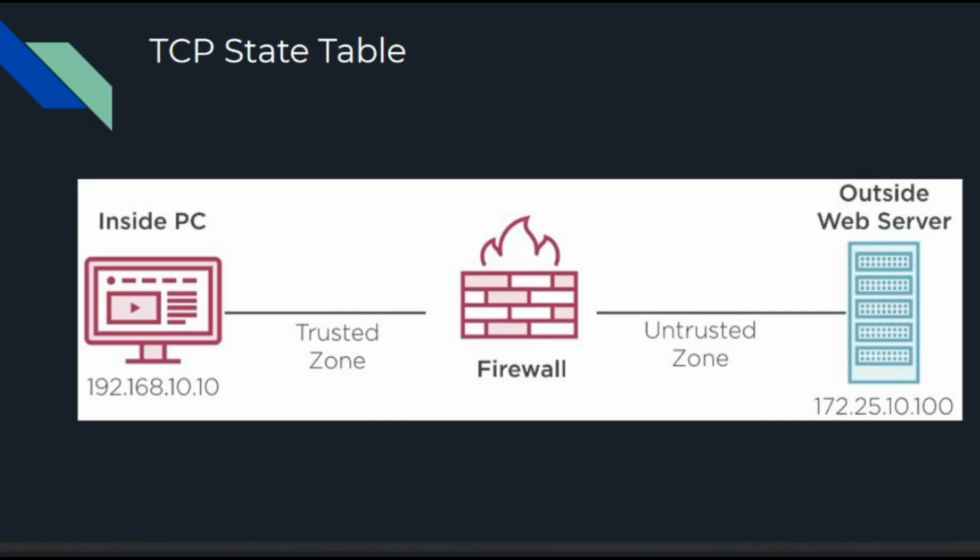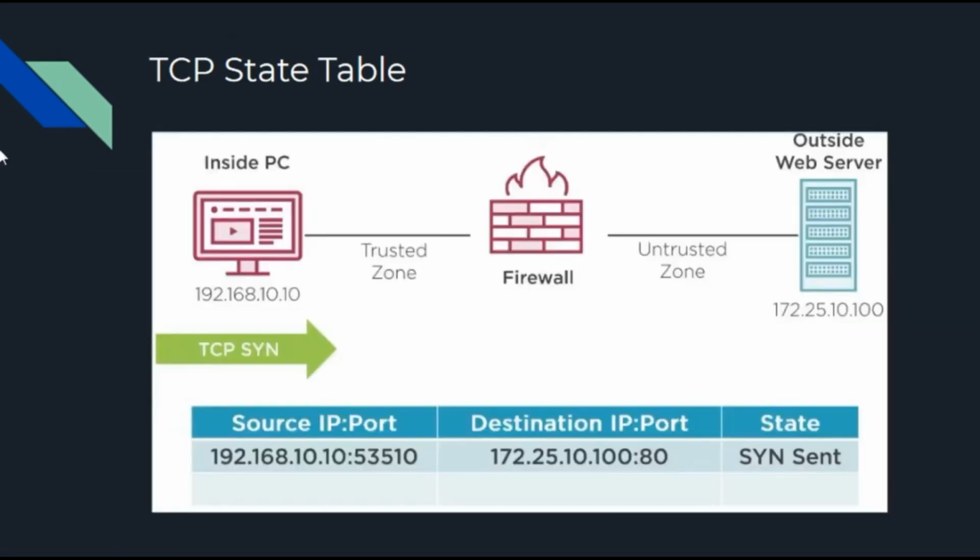Here is one example we are going to discuss. If I want to browse the outside web server, my TCP SYN request message stops at the firewall, and it records the source IP, destination IP and port, and the current state. The current state is that the SYN message has been sent. Once we record that state, we send it to the outside web server, and the outside web server can respond with a SYN-ACK.